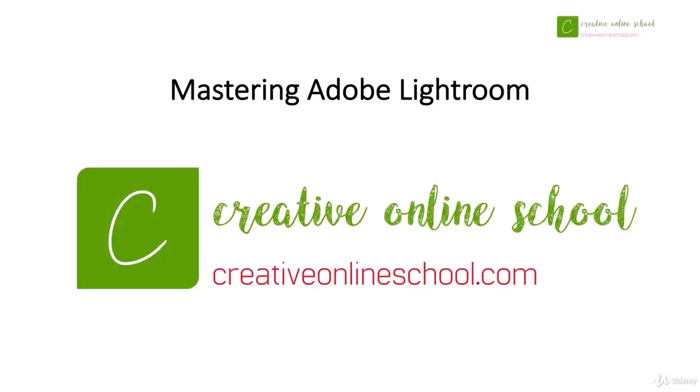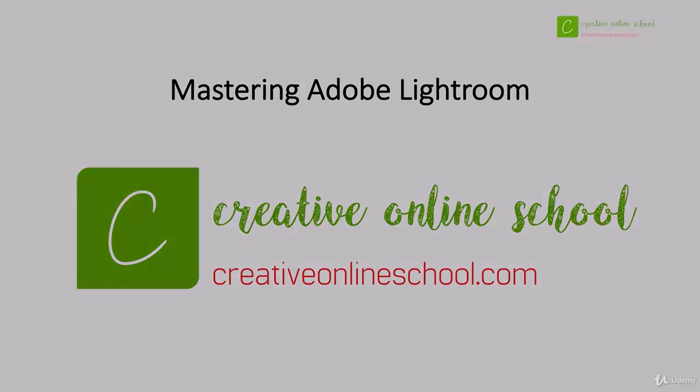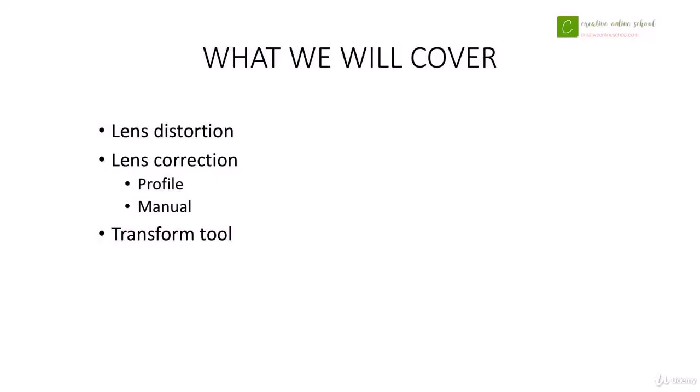Hello and welcome to Lesson 6 of the Creative Online School's Mastering Adobe Lightroom course. In the last tutorial, I taught you about correcting your colors in Lightroom. In this lesson, I'm going to teach you about the Lens Corrections tool. I'm going to show you how to use Lightroom's automatic profile corrections and the manual lens corrections option. I will also give you a brief overview of how to perform more extensive distortion corrections using the Transform tool.